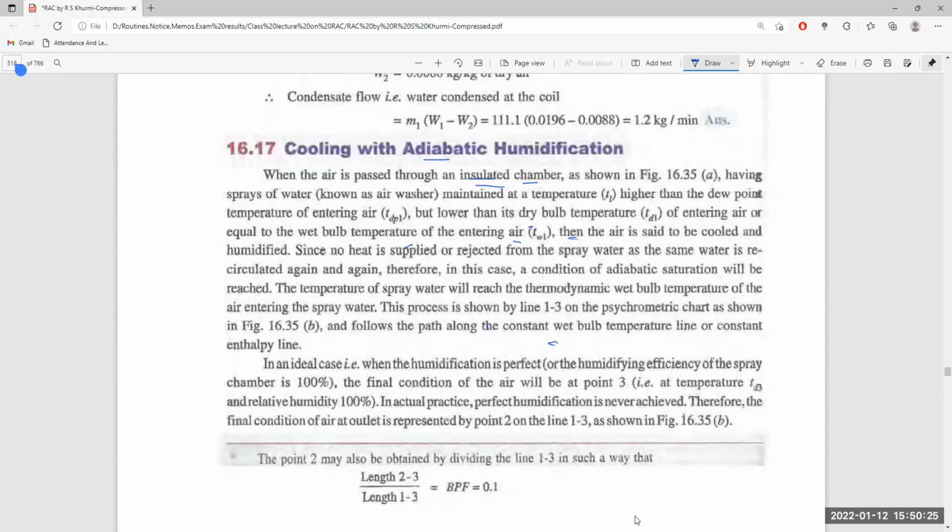Since no heat is supplied to or rejected from the spray water, as the water is separated and recirculated again and again, in this case adiabatic saturation will be reached. It means there is no heat transfer, but the air is fully saturated with water vapor. The temperature of the spray water will reach the thermodynamic wet bulb temperature of the air entering the spray chamber.